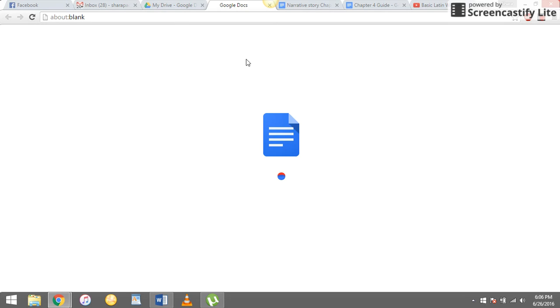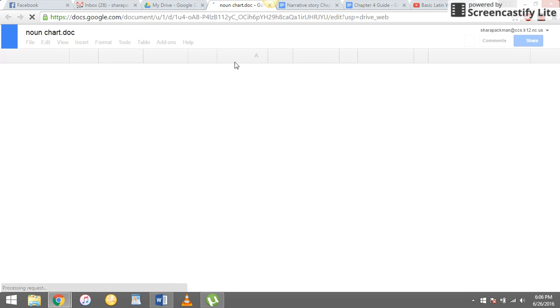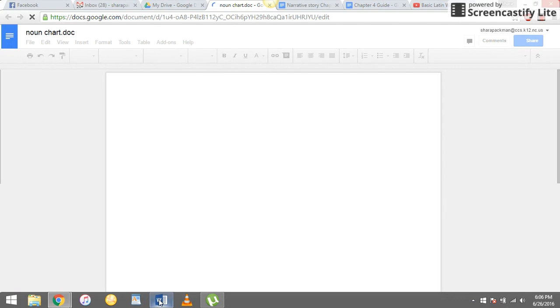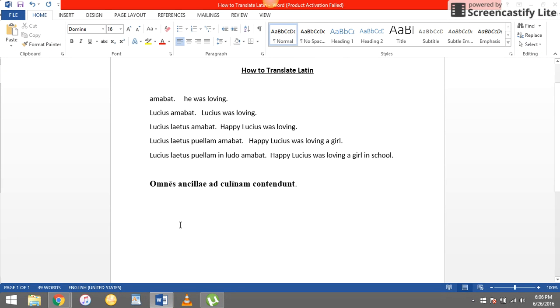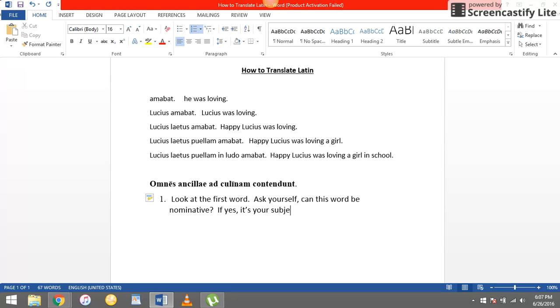There's your noun chart. So you're always going to need your noun chart so that you can identify your noun endings. But let's go back to what we were doing, and we'll come back to the noun chart in a minute. So the first thing you do is look at the first word. Okay, so the first word in this case is omnes. Ask yourself, can this word be nominative? If yes, it's your subject.